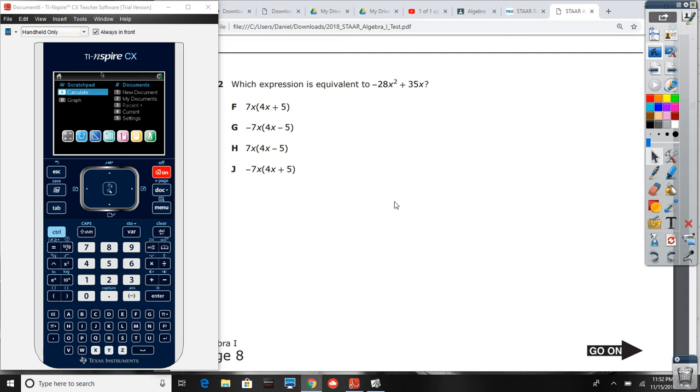Okay, number 2 says which expression is equivalent. Equivalent should be your keyword. Anytime you have something that says equivalent, there is definitely something you can do. First thing you're going to look at is how many different variables it has. This one only has the variable x.